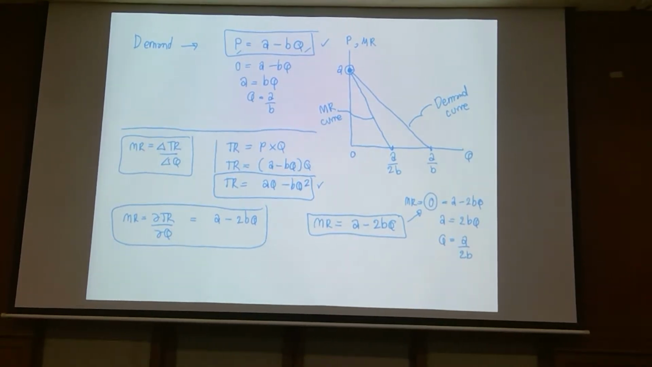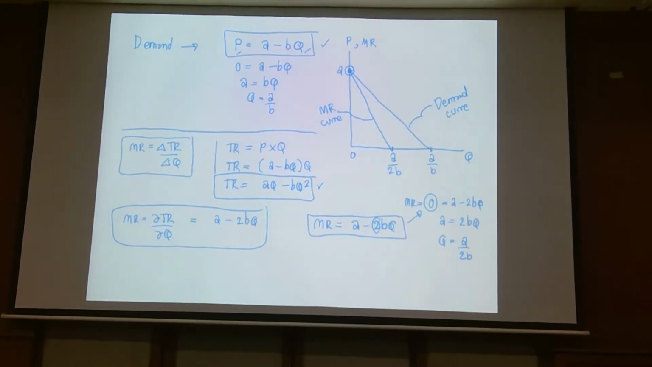Okay? So you see when demand is downward sloping, marginal revenue is downward sloping, and it's twice as steep as the demand. It means its slope is twice as steep as demand. So that is basically the relationship between them.